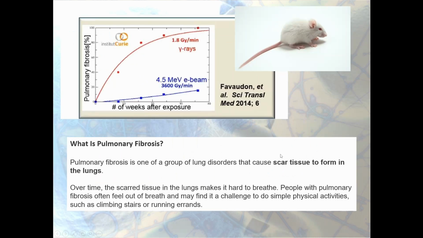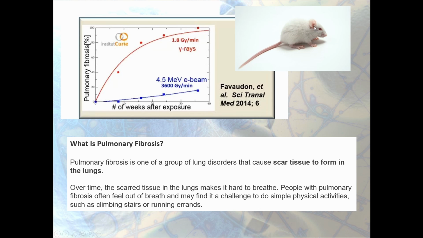Let's go through each of them. The mouse. In 2014, Vincent Favaudon and his team used a specific LINAC, a high dose rate LINAC, to irradiate mice. And it appeared that a side effect of irradiation in the lung is the creation of fibrosis. Fibrosis is scar tissue which is created in response to an inflammatory process.